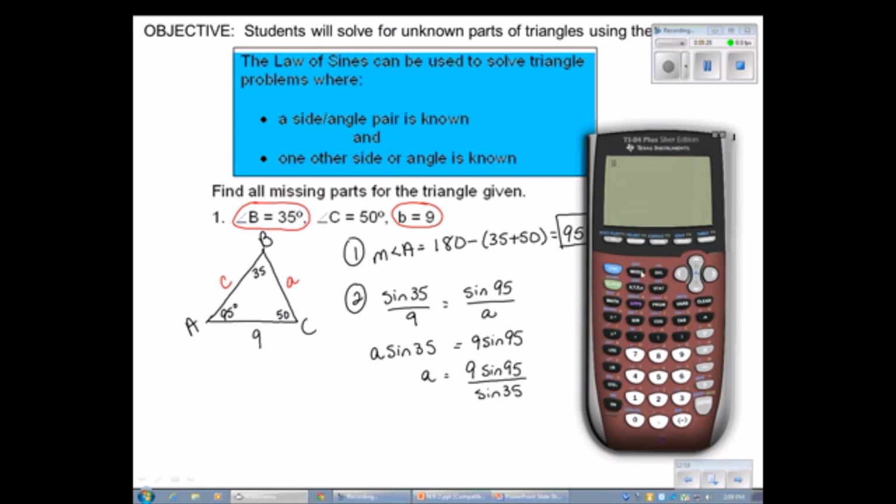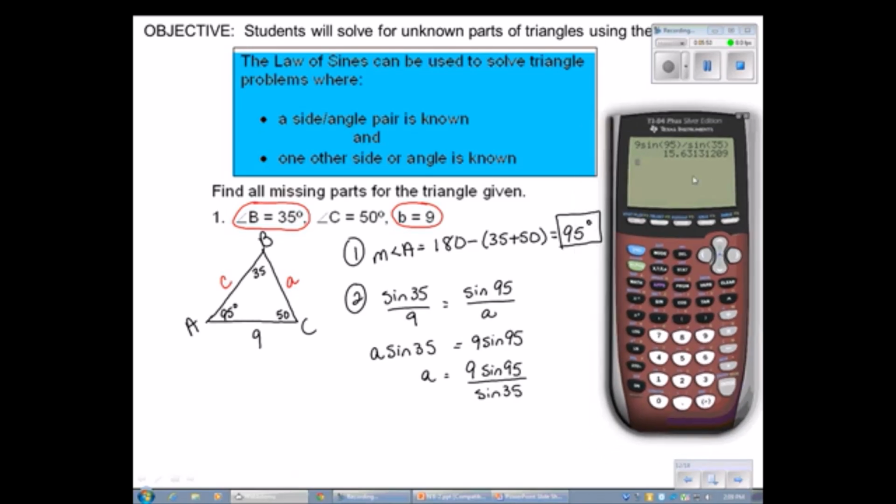Check the mode on your calculator first. You need to be in degrees. Then it's just 9 sine 95. Be sure you close that parentheses, divided by the sine of 35. This is the length of a side, so I will round it to 3 places. 15.631.